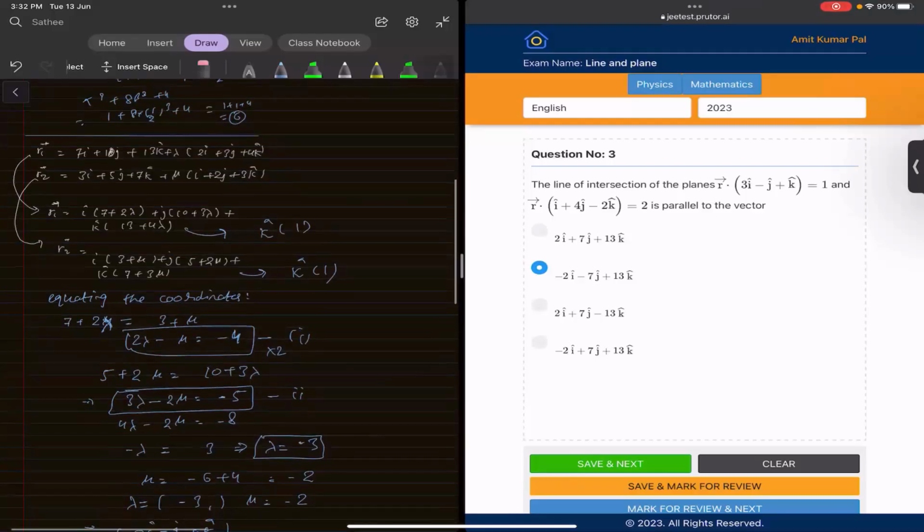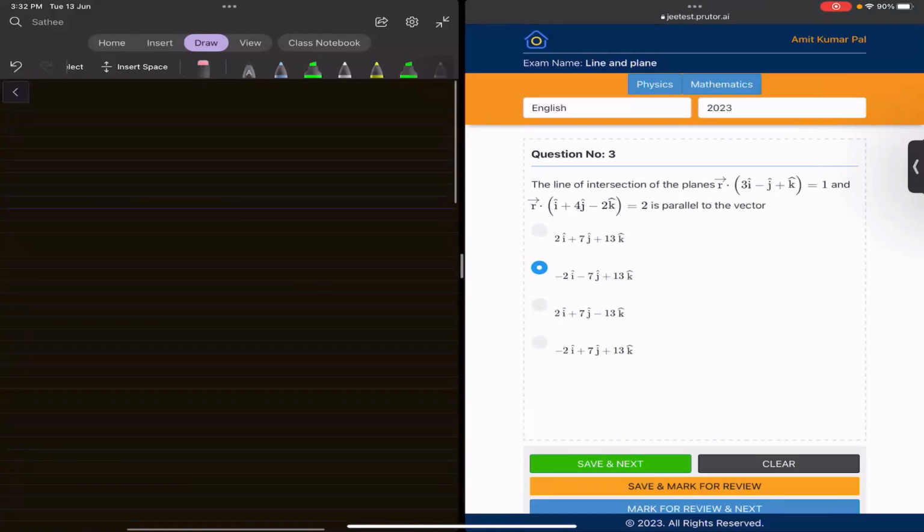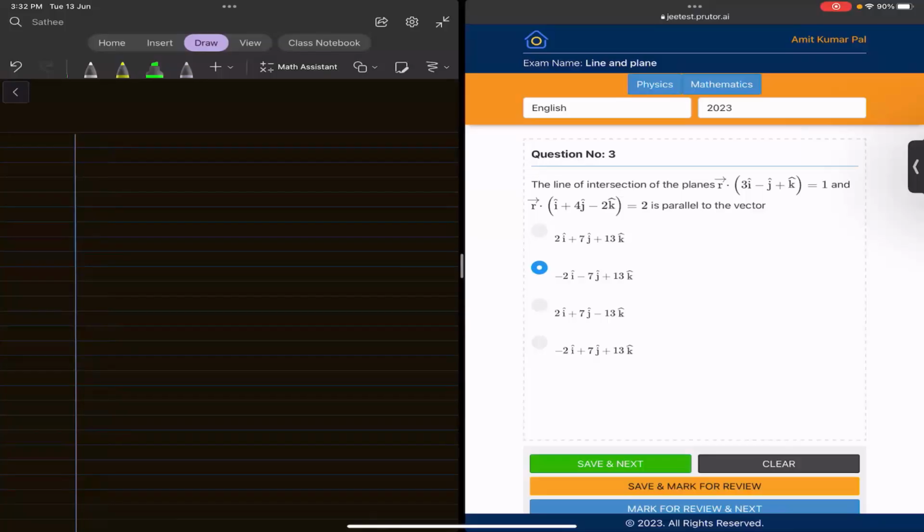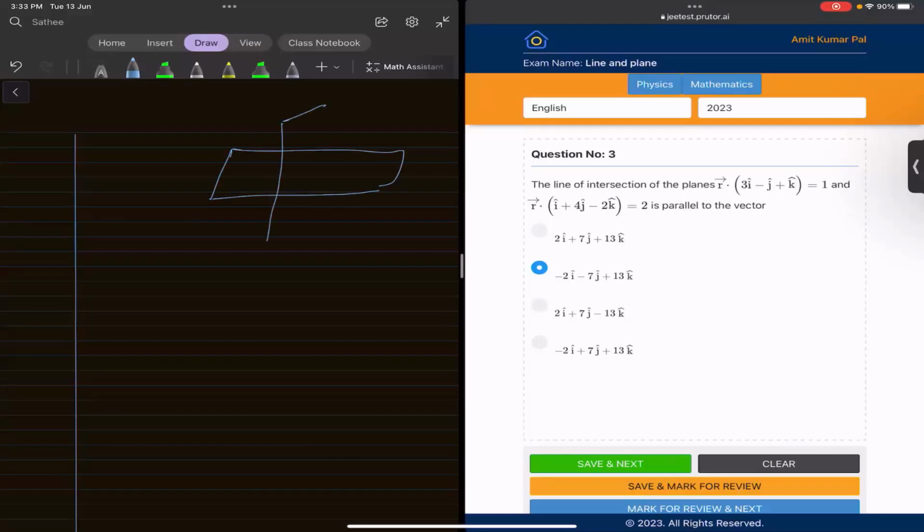So this is about this part, and now we move to the third part of the question. It is given that the line of intersection of these two planes is parallel to what vector? Basically, you have to find the DRs of the line of intersection. Describing it in a picture, let's say this is one plane and this is the other plane. These two planes are intersecting, and this is the line of intersection of the two planes. You have to find the DRs of this line.